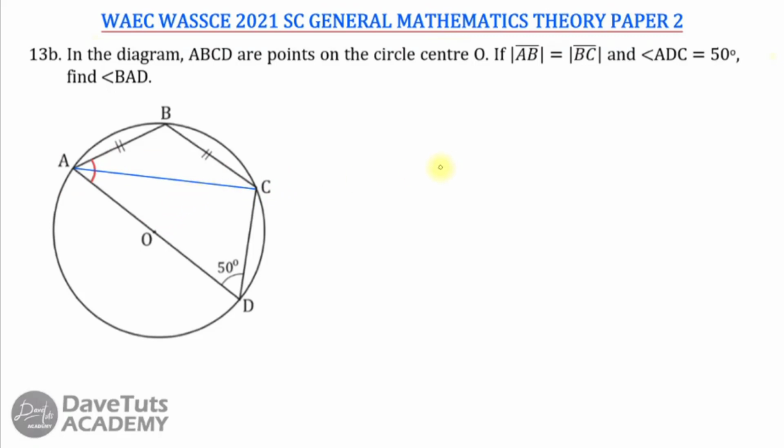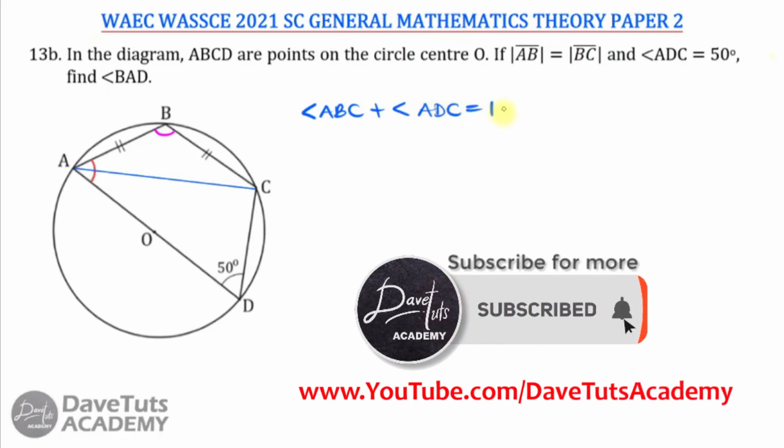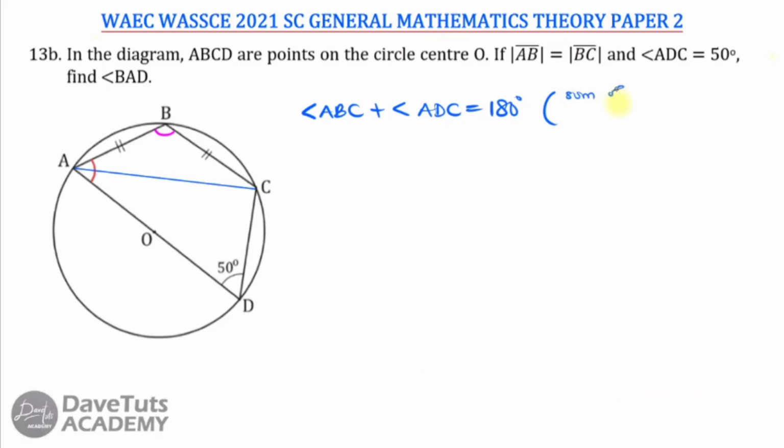Okay, and then we can see that from this particular diagram, first and foremost, we want to find this angle ABC, and I can see that ABC and ADC are opposite angles of this cyclic quadrilateral. First, I can say angle ABC plus angle ADC, the sum is 180 degrees. And why am I saying that? It is because they are the sum of opposite angles of a cyclic quadrilateral.